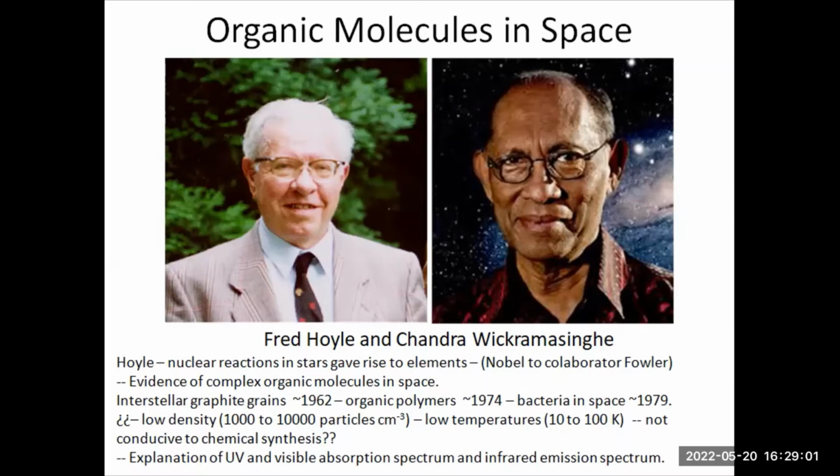So the density of the gas and dust clouds in space is very low. They are about 1,000 to maybe 10,000 particles per cubic centimeter. And the temperatures are probably around 10 to 100 K. So this environment is not conducive to chemical synthesis. But we can, as I mentioned, employ ultraviolet light to do photochemical reactions and thereby produce some of these molecules, these chemical reactions occurring in outer space.